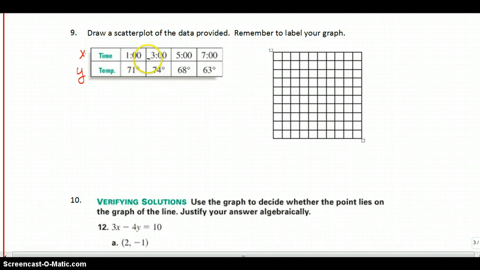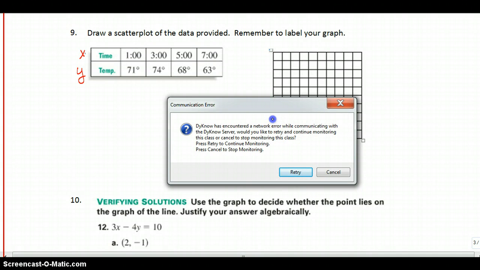Look at the time, 1, 3, 5, 7. I'm going to go by ones. So I'm going to have 1, 2, 3, 5, and 7. And I'm only going to write every other number. Now my temperature goes from 63 up to 74. I'm going to put a break in my graph. And I think I'm going to start at 62. And then maybe go by twos.